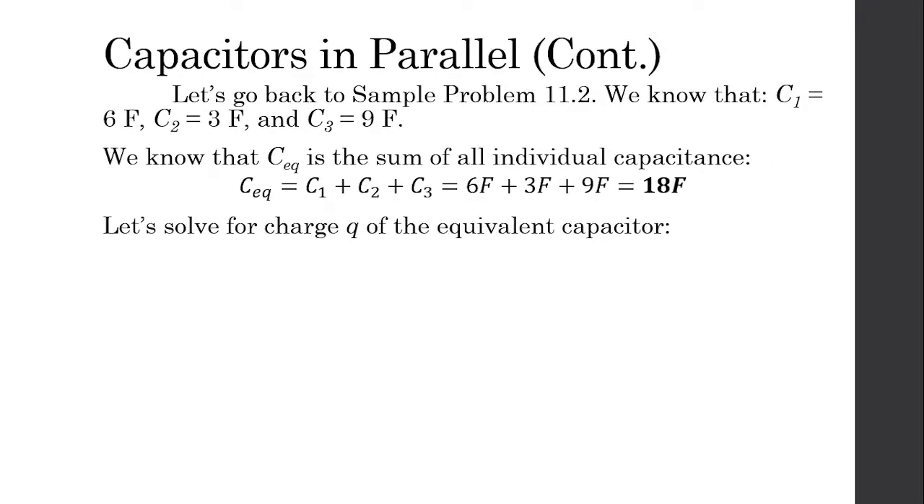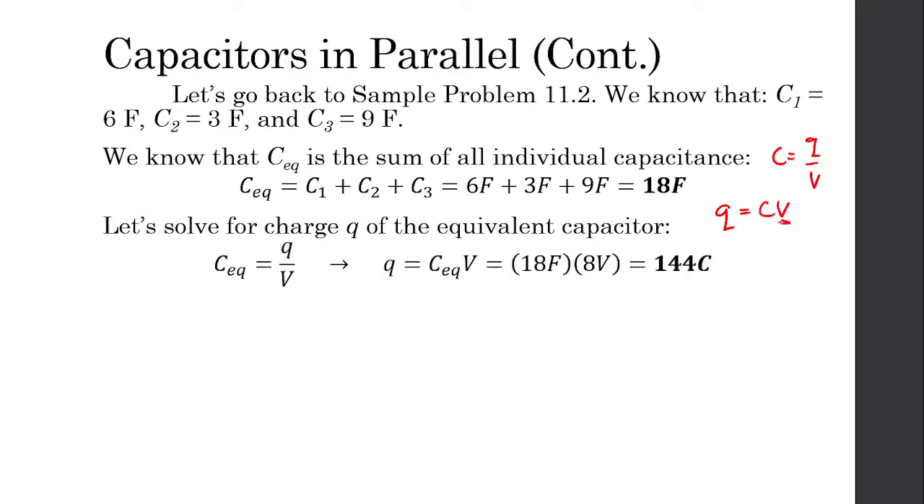And if we take this equation right here, C is equal to Q over V, and we want to measure our Q, that is just basically equal to C multiplied by V, right? And we know that the voltage for our 11.2 is 8 volts. So if we take our CEQ, multiply it with our 8 volts, we will get our Q total, or the charge of our equivalent capacitance, which is equal to 144 C.